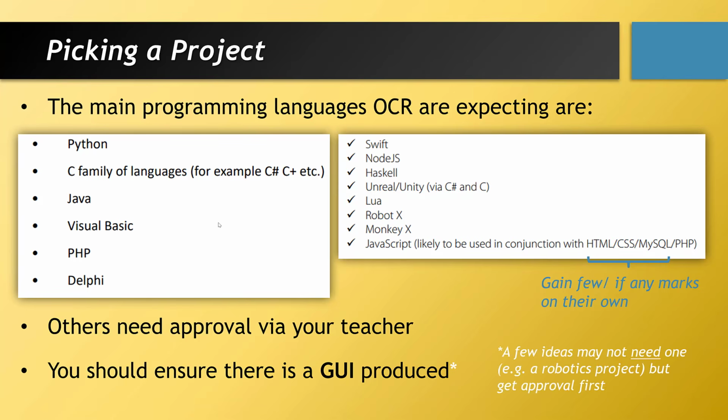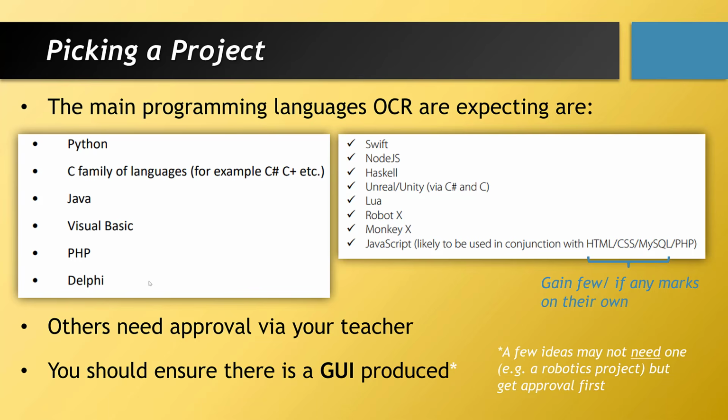Now, I've put an asterisk there because there are a few ideas which may not need one. So the main one I can think of is if you've got, say, a robot, you might just have a yes or no to launch this program, and it might just run on the robot and there's no actual interface apart from that. But if you have got an idea which you think you're going to skip the GUI, again, get that approved. But you need to make sure when you're learning these languages or thinking of requirements, you're aiming to make a GUI with at least one window which has got buttons and so on.